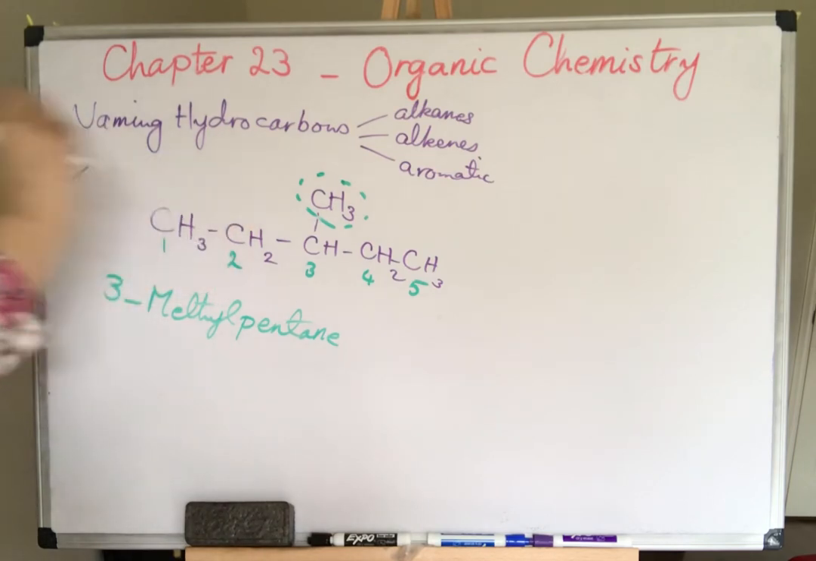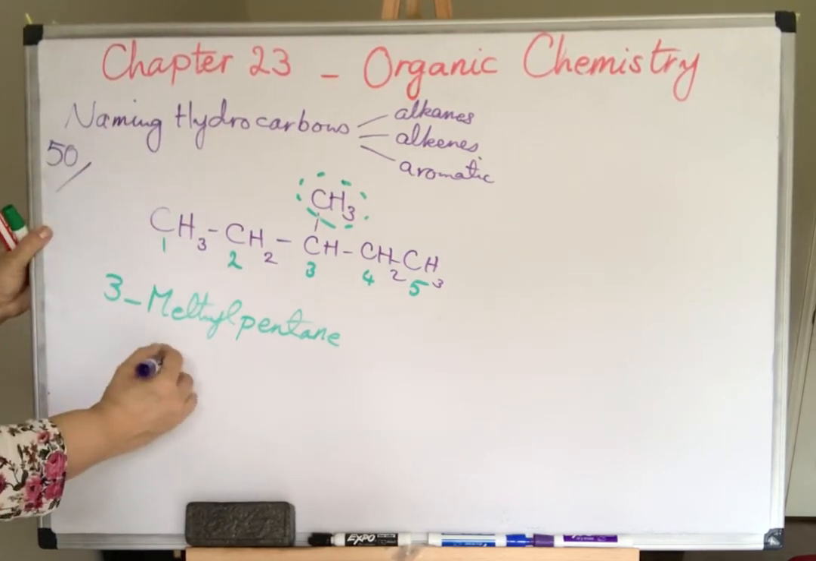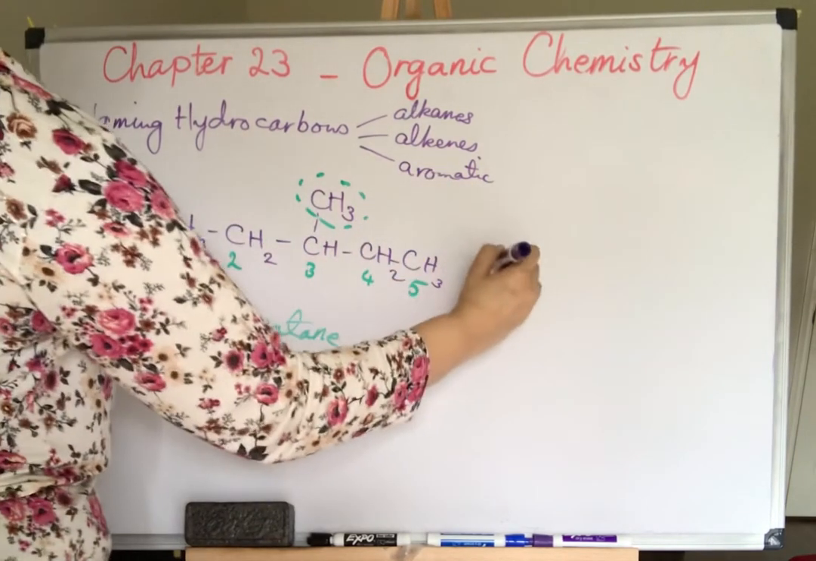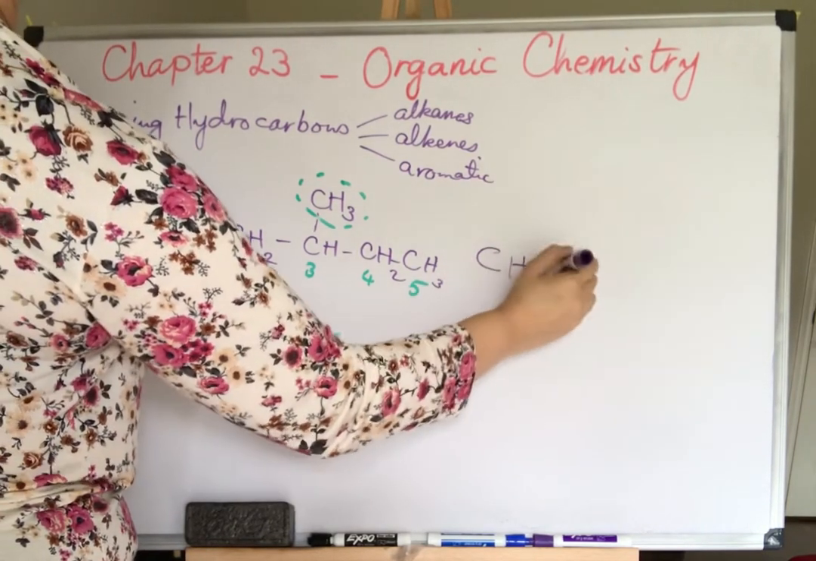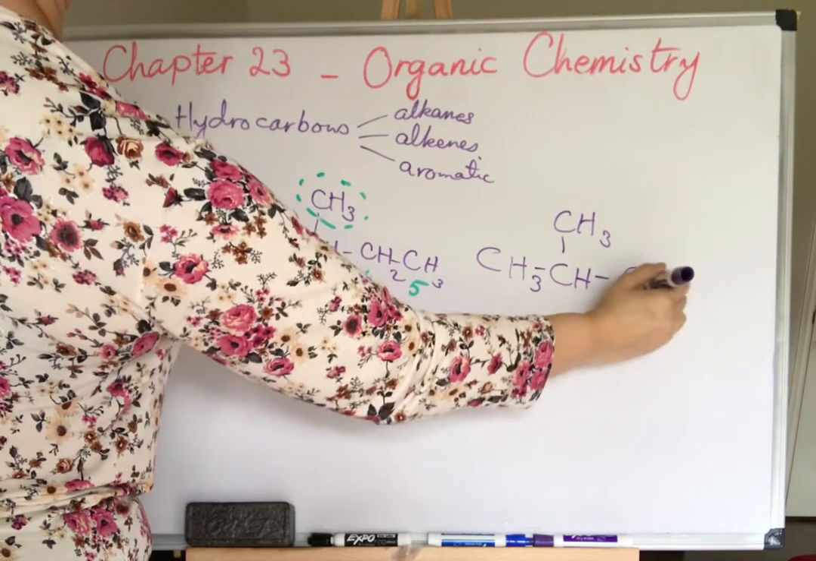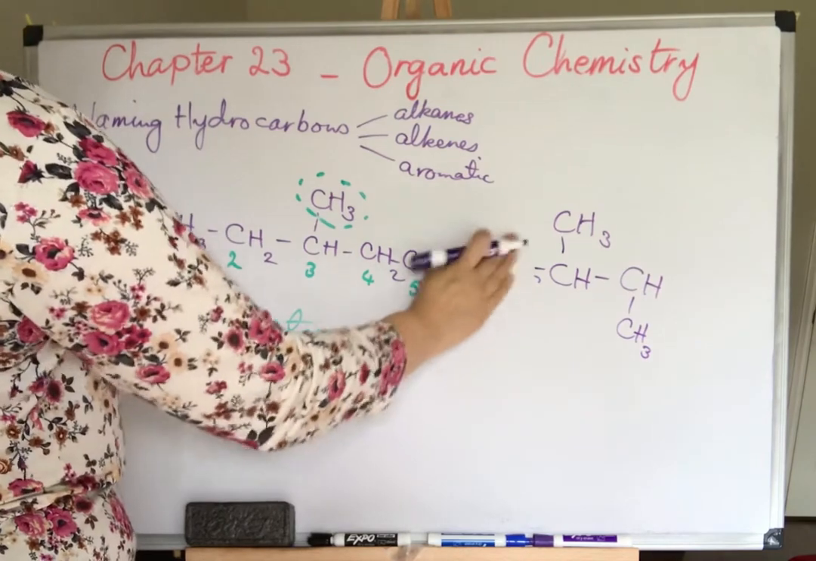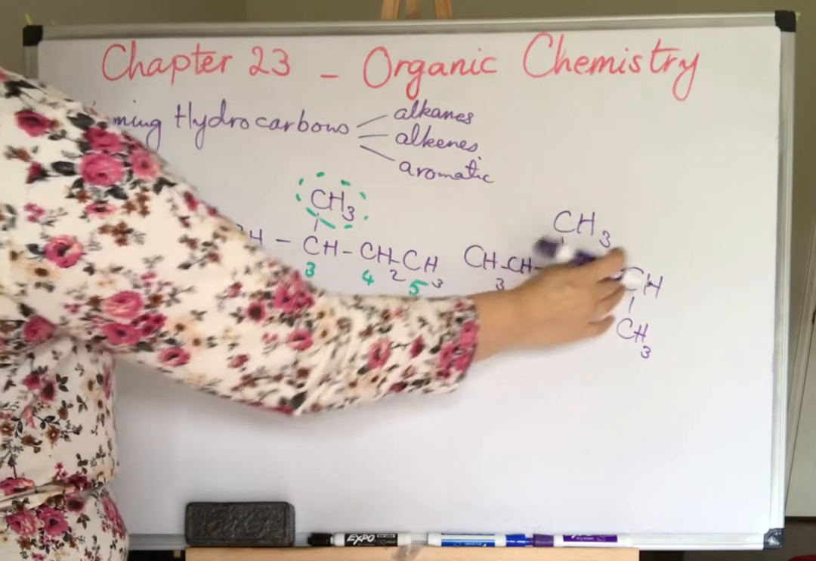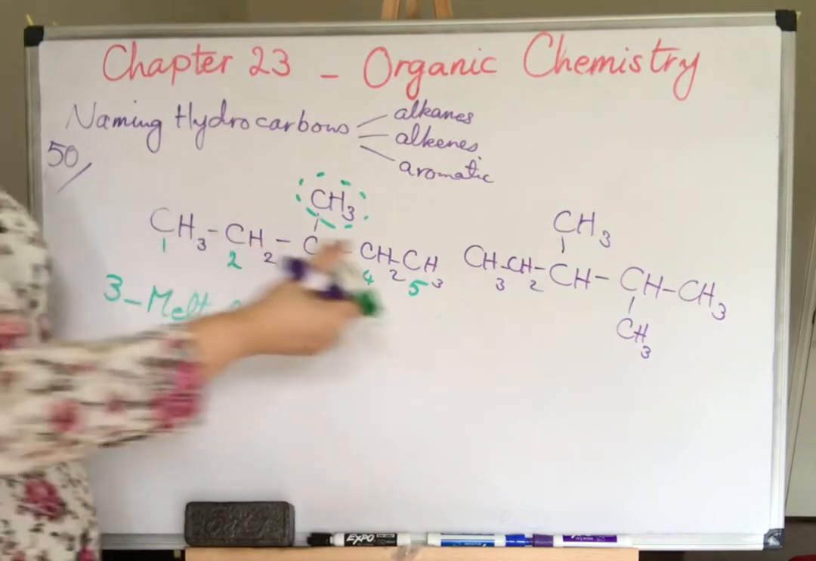If you have more than one branch, you need to mention all the numbers and the names. For example, I give you 2 more examples to realize it. If the branches are the same, let's work on the same pentane molecule, but add one more branch. CH, CH3. Wait a minute. Because I want it to be exactly the same, I missed the CH2. 1, 2, 3, 4, and 5. Okay? Now, the longest chain is still 5.